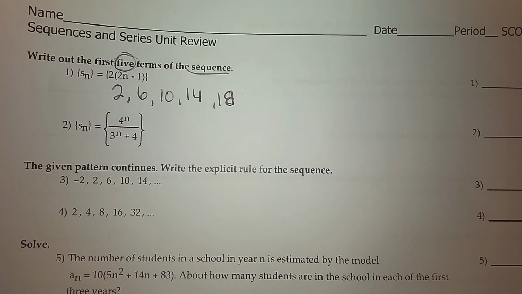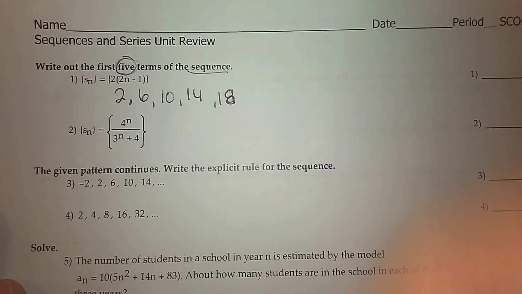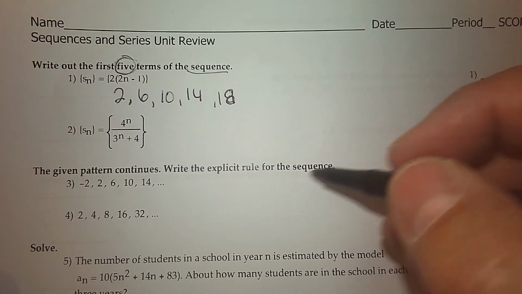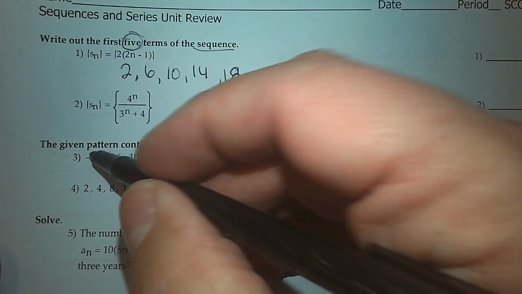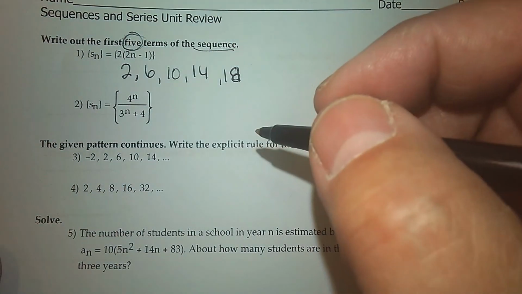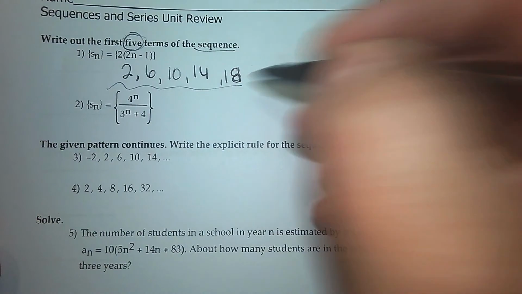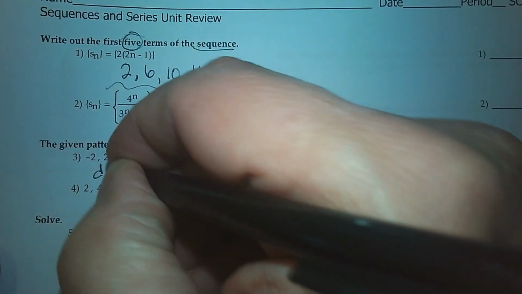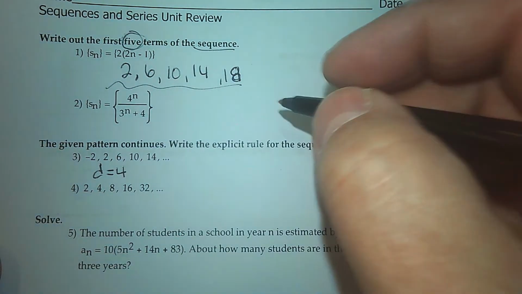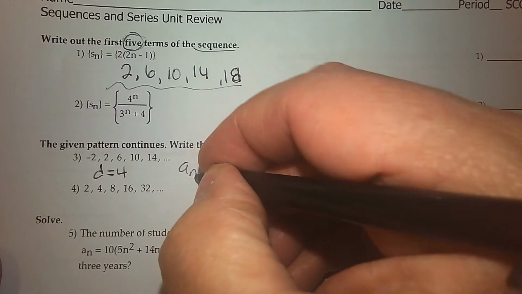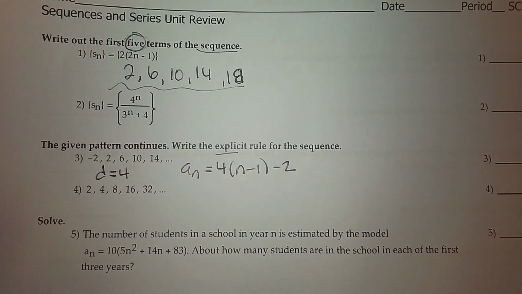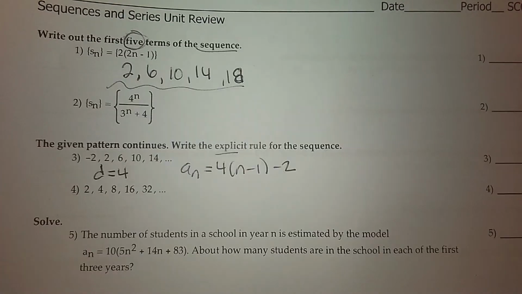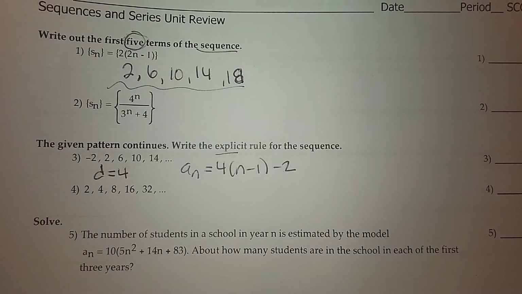All right, number 3. The given pattern continues. Write the explicit rule for the sequence. So in number 3, negative 2 to 2, 2 to 6, 6 to 10, 10 to 14. Dang, it looks pretty close to what we even just did. This is an arithmetic sequence. Why? Because the common difference is 4. What is an explicit rule for this? It would be a sub n equals 4 times n minus 1, minus 2.